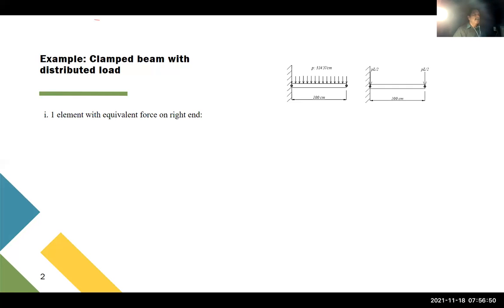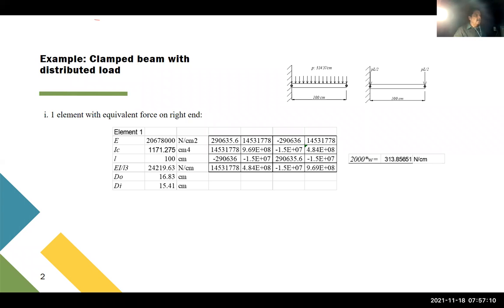Okay, so this is the model. Instead of having anything here, we have only one single value of the force on the right end downwards. And that force is equal to the total force, PL, divided by 2, applied here. That's the simplest case. So let's use these values for the properties: Young's modulus, inertia, length. This is EI over L cubed, which we need for our calculations. And the 2 diameters, we suppose this is a tube. Okay, this is the stiffness matrix.